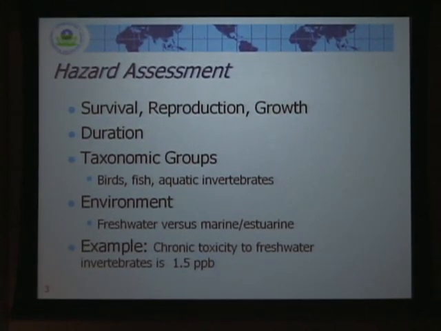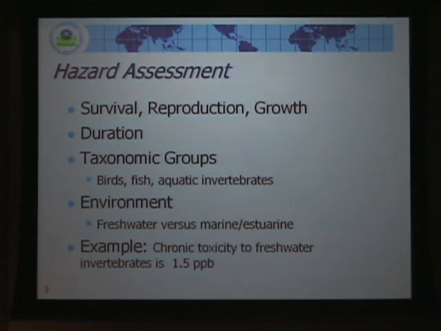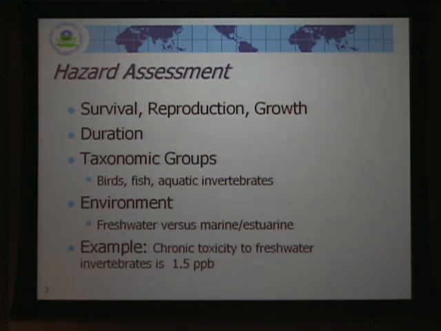So let's start with toxicity. That's the hazard assessment part of it. The words we use are survival, reproduction, and growth. That's, did it die directly from the pesticide, or did it impair its ability to reproduce, or did it impair its ability to grow? The first one you consider the acute endpoint. I use an LC50 and an LD50 to measure that. Reproduction and growth are usually what we get from chronic studies. And that's the duration part of it.